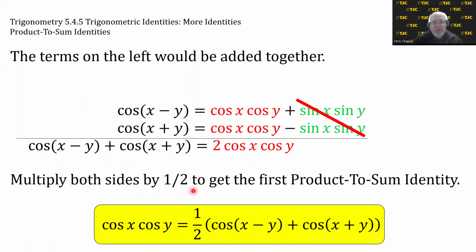Multiply both sides by 1/2 to get the first product to sum identity. Multiplying 1/2 on the 2 cosine x cosine y would cancel the 2, leaving us cosine x cosine y. And multiplying 1/2 on the other side would give us 1/2 times cosine of x minus y plus cosine of x plus y. There's our first product to sum identity.